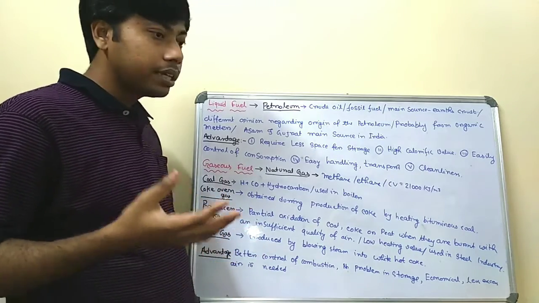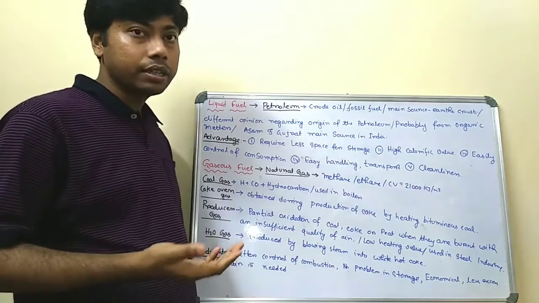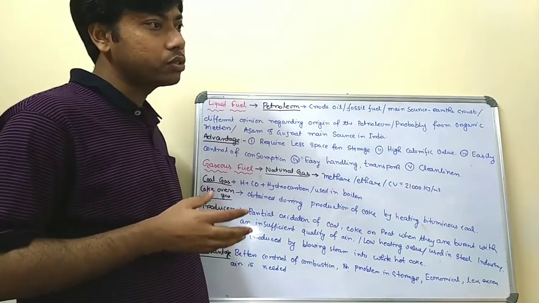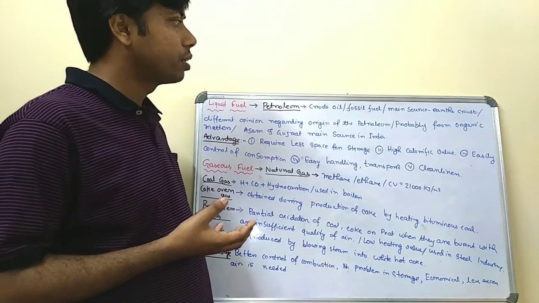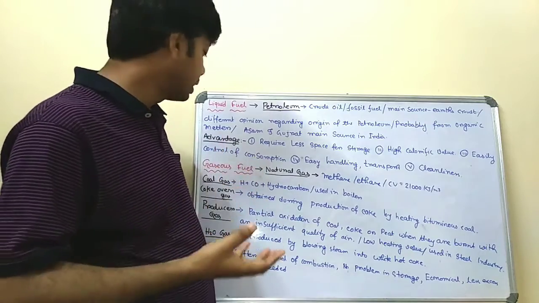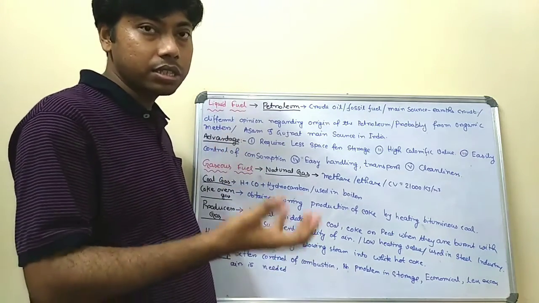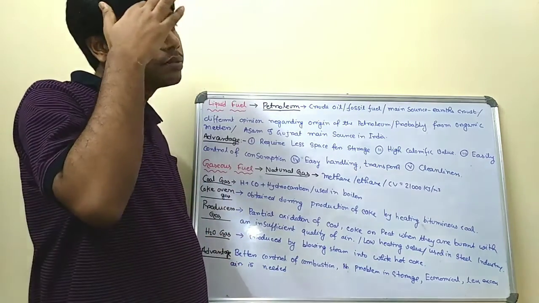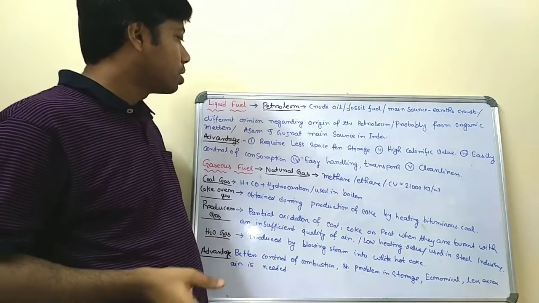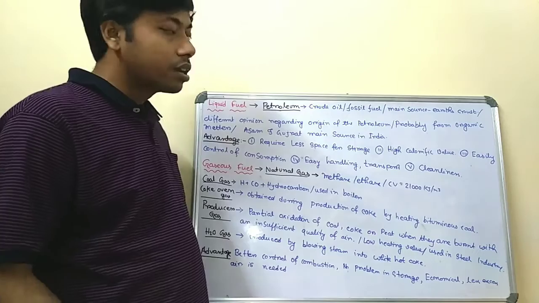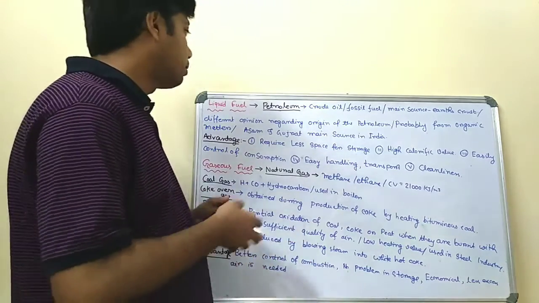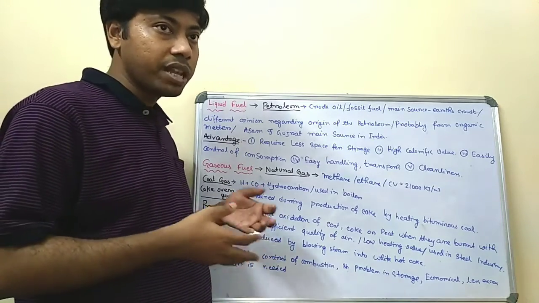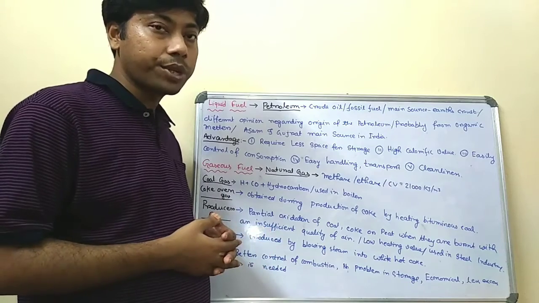There are different opinions regarding the origin of petroleum, but most opinion is that it originated from organic matter like fossils in the earth's crust. The main source of petroleum in India is Assam and Gujarat.